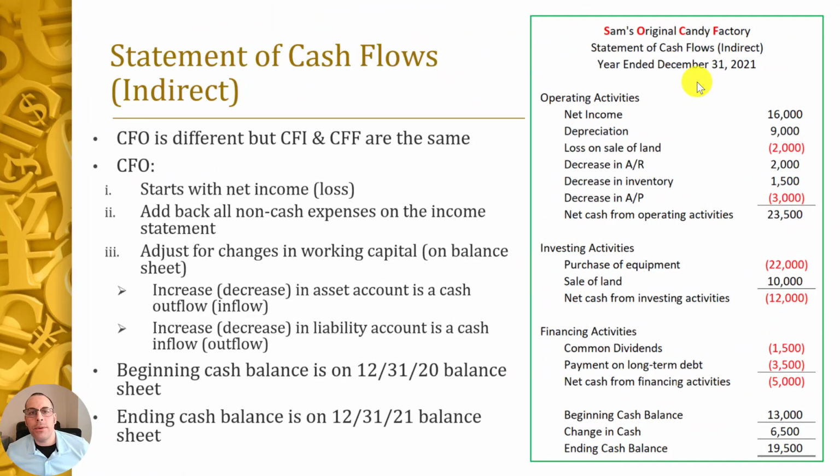Let's look at the indirect statement of cash flows. You'll notice in the indirect and direct method, investing and financing look identical. The only thing different is the operating section. The operating section starts with net income, and then we have to add back all the non-cash items on the income statement. Sam had a $9,000 depreciation expense. That brought down their net income, but depreciation is a non-cash item, so we add it back here.